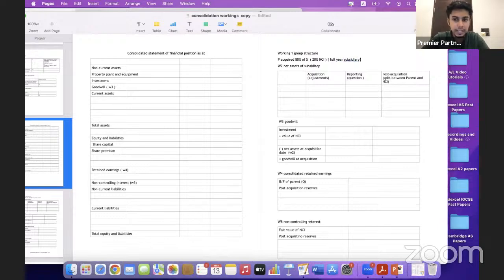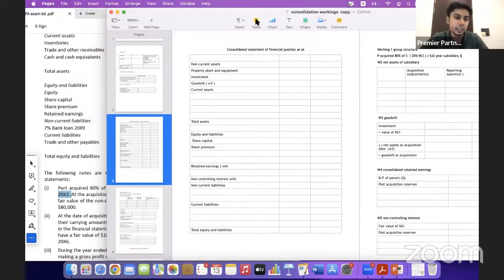So this is the first thing, guys, that you need to do when you start questions. Understand the structure. Who bought whom? What's the NCI percentage? Is it a full year subsidiary or a mid-year acquisition? You need to figure that out.